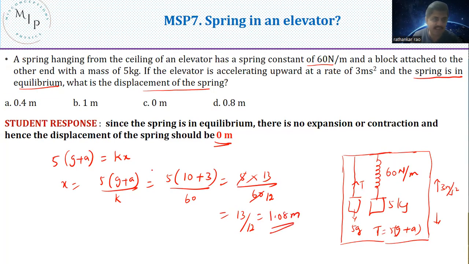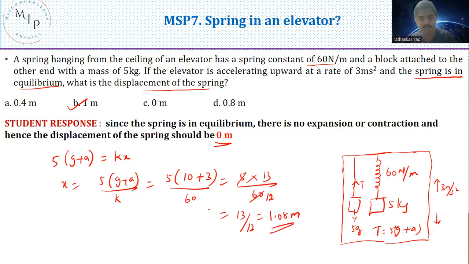Now, which is the closest answer? Definitely 0.8 is incorrect. 1 meter is the right one. So this is the way how you need to solve a problem in these cases. The first misconception here is that you get confused, saying that, oh, elevator, spring problem, no effect, put it 0.